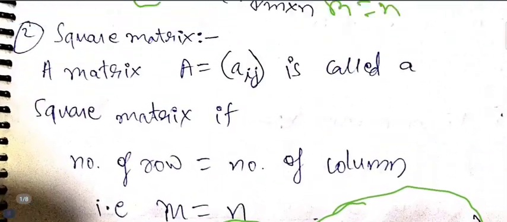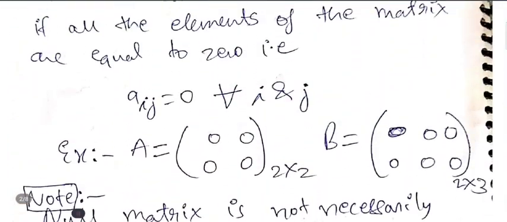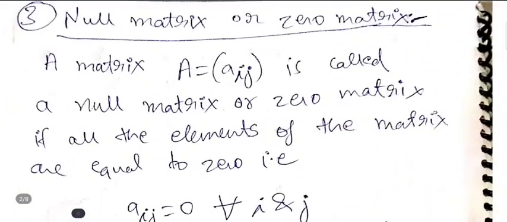So your second heading is over. Now we will move on towards our third heading: null matrix or zero matrix. Now what does it mean by null matrix or zero matrix? A matrix A equal to Aij is called a null matrix or zero matrix if all the elements of the matrix are equal to 0. All the elements should be equal to 0, but it is not compulsory that it will be a square matrix. Just remember this thing.